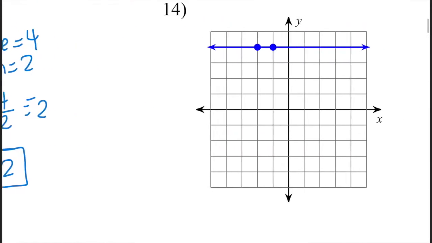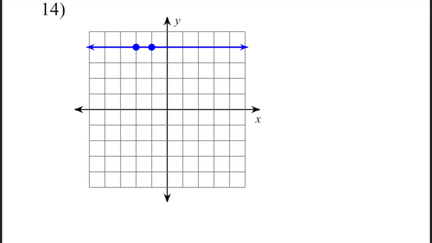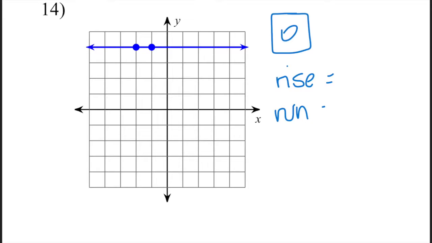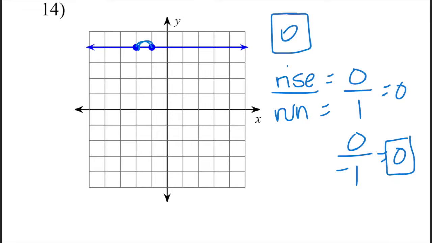Let's look over here at number 14. If you remember that a horizontal line has 0 slope, you can just write 0. But if you don't remember that, we can do rise over run. To get from either dot to the other dot, I don't go up any. But I would need to go over 1, either that way or that way. And it doesn't matter if you say 0 over 1 or 0 over negative 1. Both times your answer is going to be 0. All right, so even if you don't remember that a horizontal line has a 0 slope, you can still calculate it.